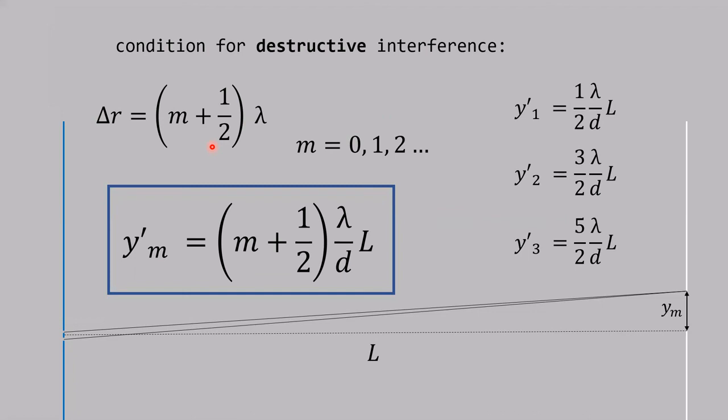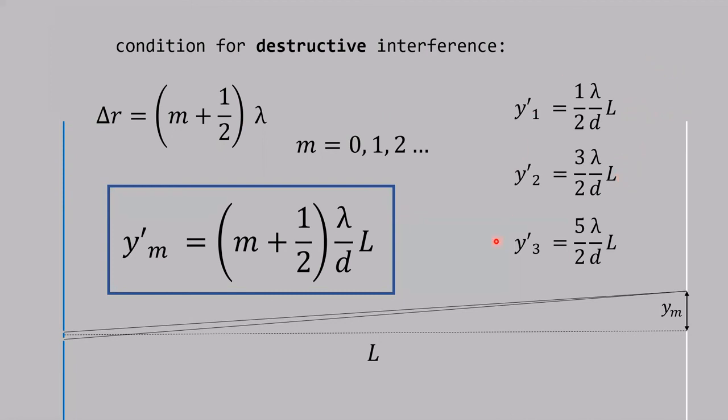So here are two different ways of saying it. You need either a half integer multiple of a wavelength, that's 1.5, 2.5, 3.5, 4.5, etc., or you need an odd multiple of a half wavelength. Two different ways of saying the same thing. Here is the latter way that I just named. This is 1/2 times lambda over dl, 3/2 lambda over dl, etc.